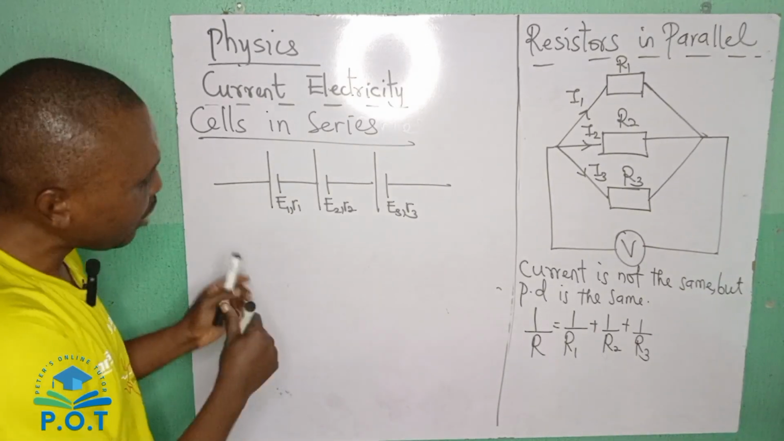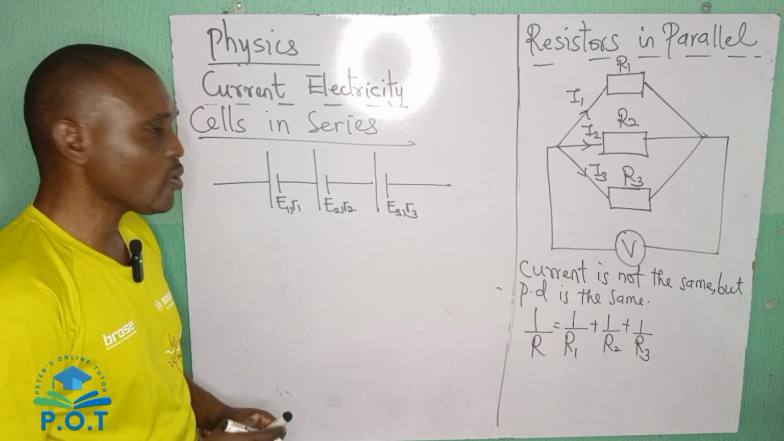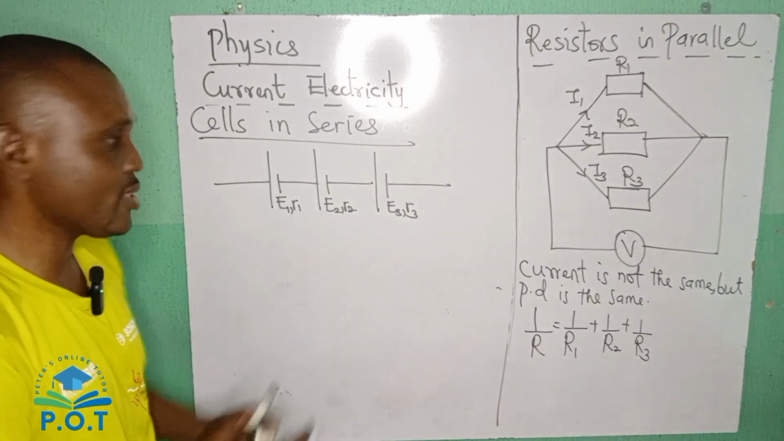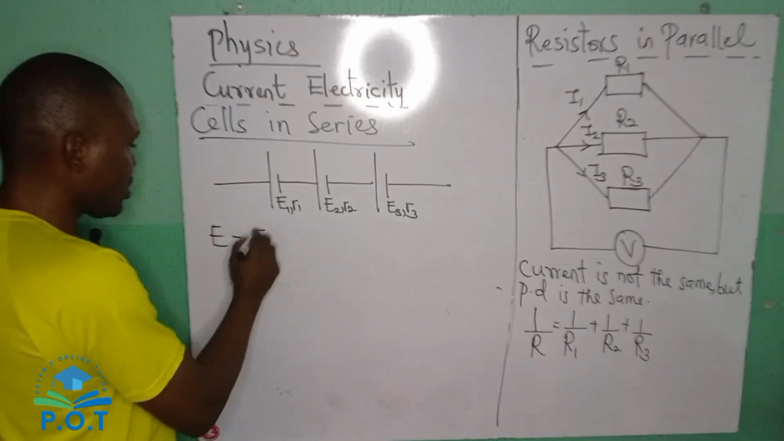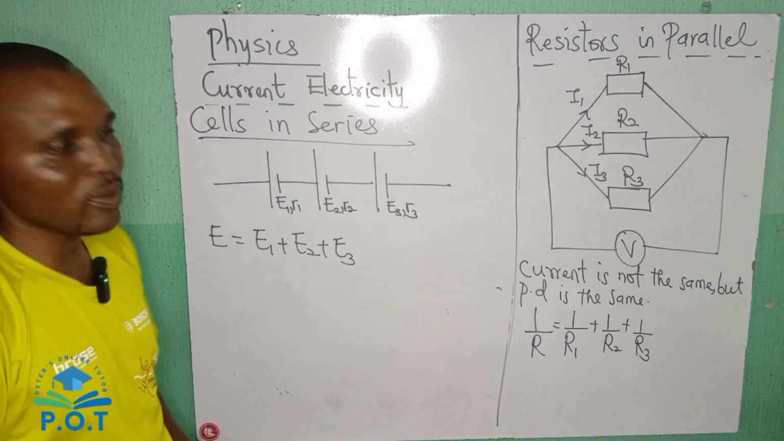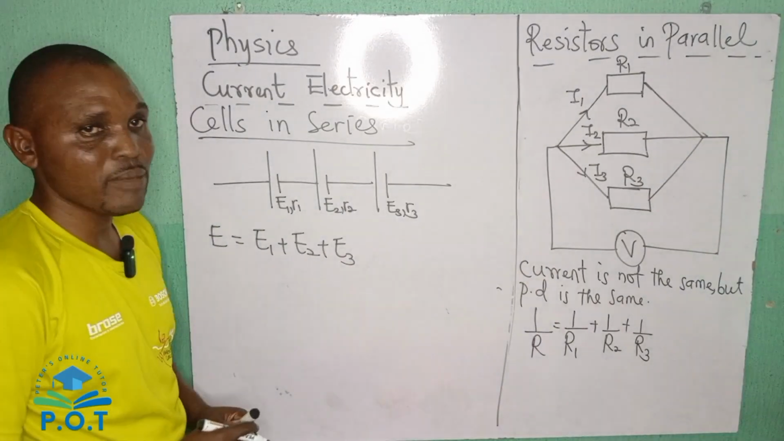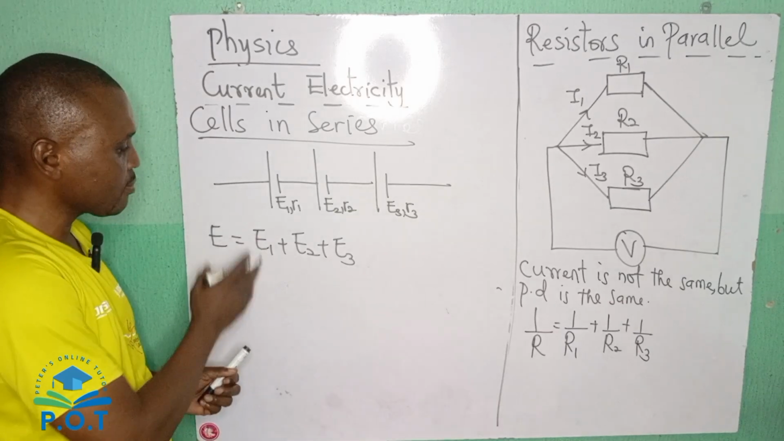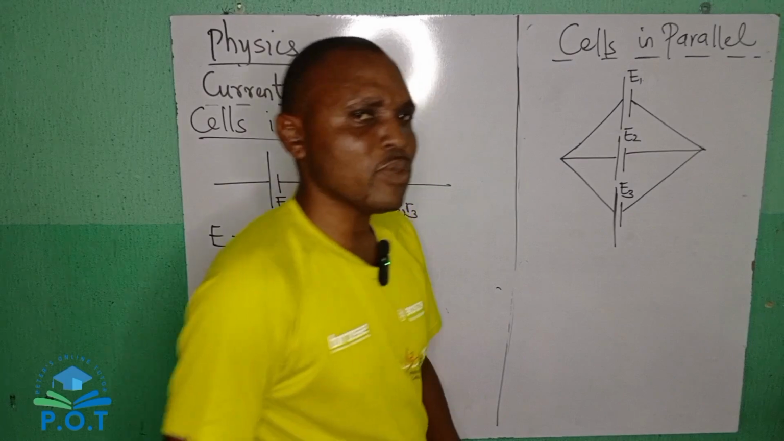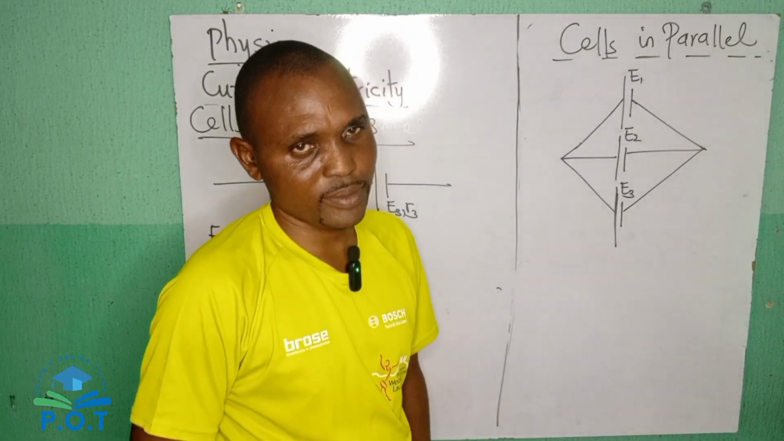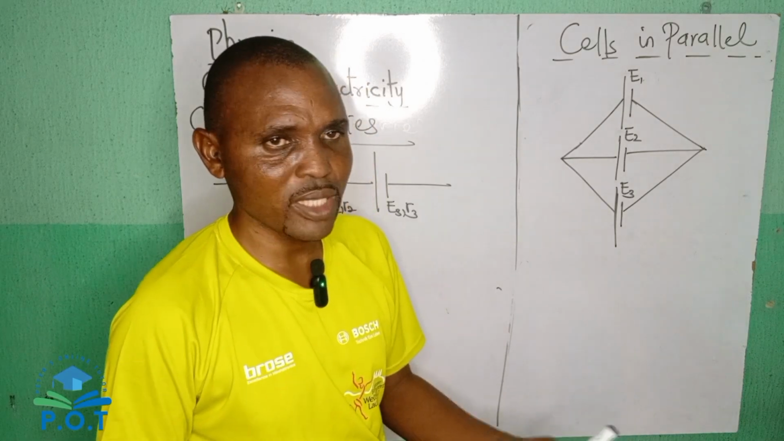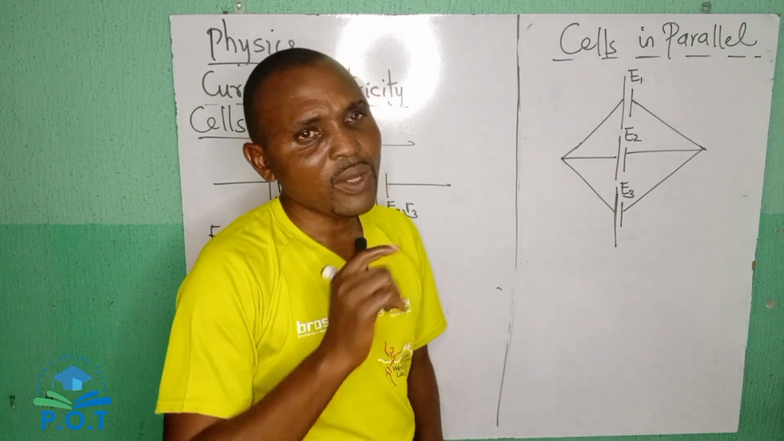And now, how do you calculate the effective EMF when cells are arranged in series? E equals E1 plus E2 plus E3. So for you to calculate the effective EMF when they are in series, E equals E1 plus E2 plus E3. What happens when cells are in parallel? We're still going to apply 1 over E equals 1 over E1, 1 over E2, 1 over E3. That's the question. Now, let me say this quickly.